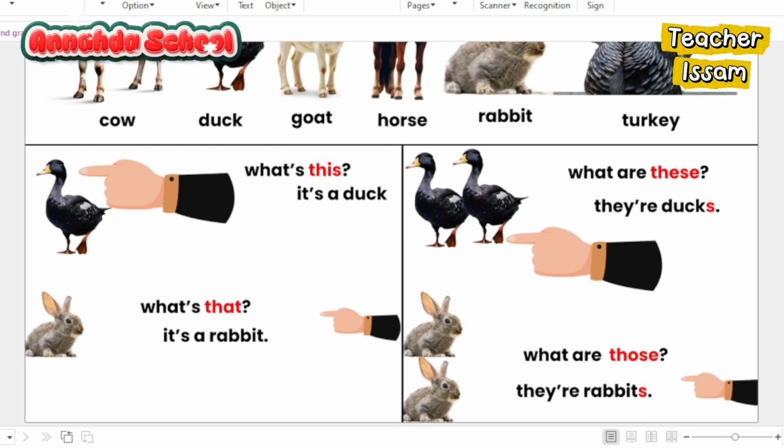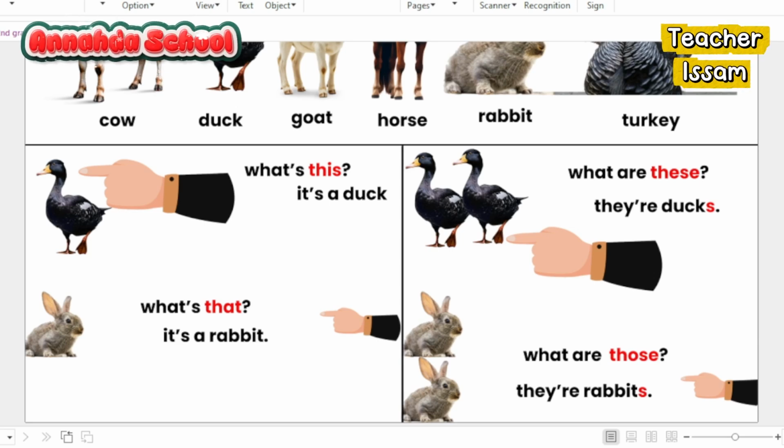And for the grammar, you have to understand this topic or how to use the articles this, that, these, and those. So we use this when we have something close to us. Look at the finger. So something so close to the finger, and just one animal, not more than one. So we will use in this case this. What's this? It's a duck.